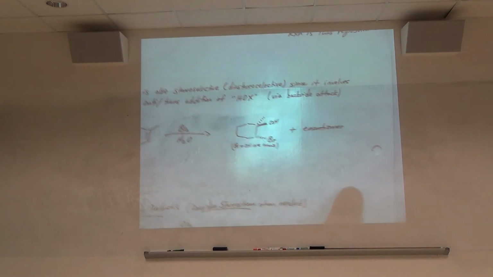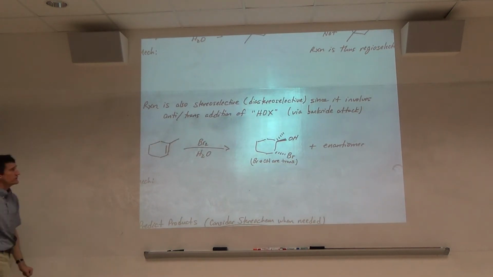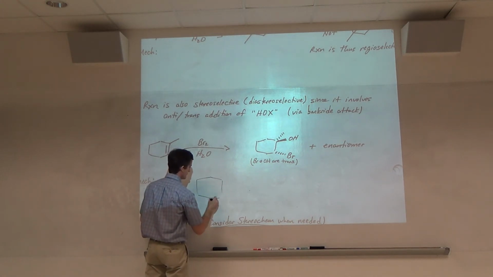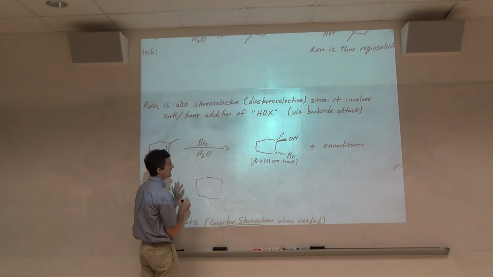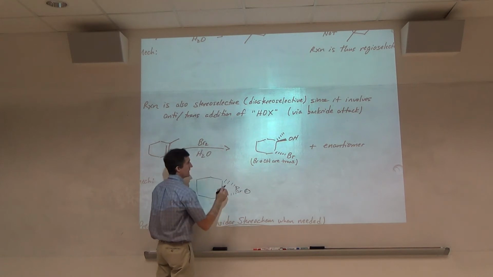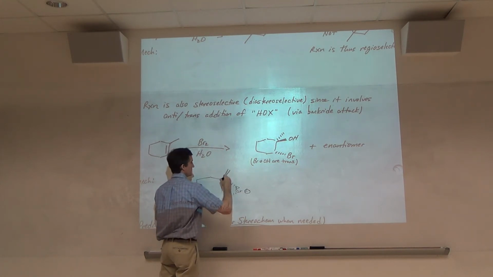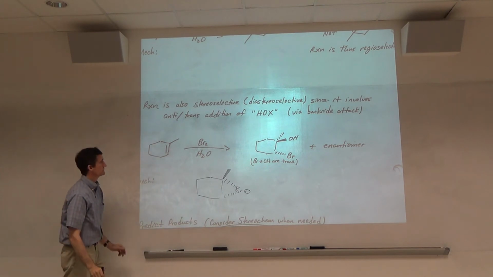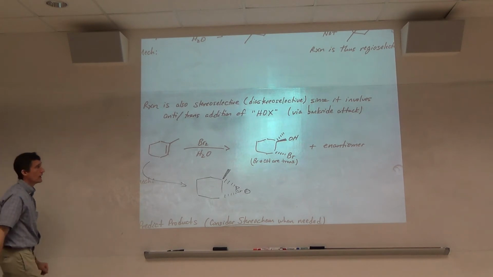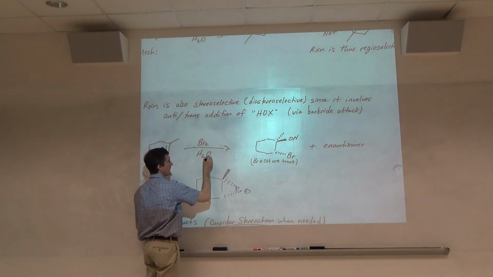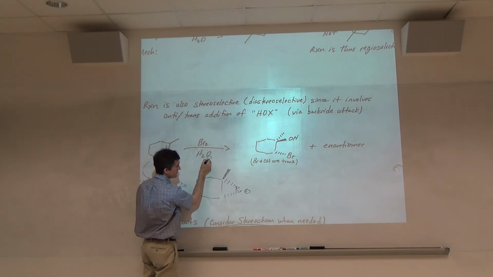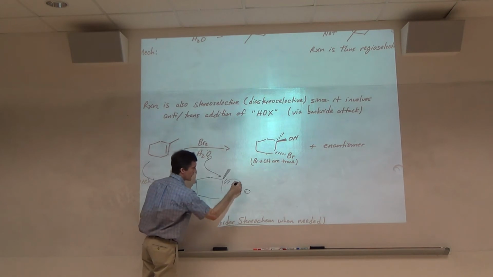Why are they going to be trans? What's the intermediate here? What does water attack? That's the bromonium. Let me draw a bromonium ion and put this methyl here. This is what's formed. Now water attacks. Are we going to attack the top or bottom carbon? Top, it's more substituted, so this attacks here and kicks off the leaving group.